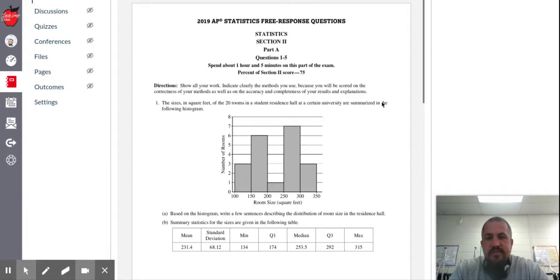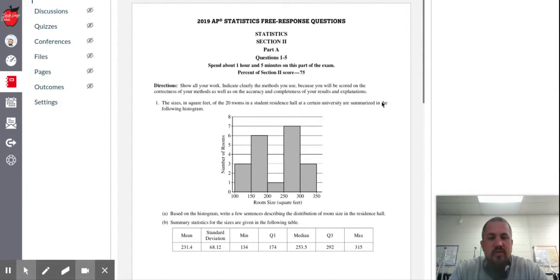So this 2019 free response question says the sizes in square feet of the 20 rooms in a student residence hall at a certain university are summarized in the following histogram. And so you look at the bottom and you see room size in square feet, and it goes from 100 all the way to 350. And then you see number of rooms, how many rooms there are. So A says, based on the histogram, write a few sentences describing the distribution of room size in the residence hall. So what does that distribution look like? What do you notice about it?